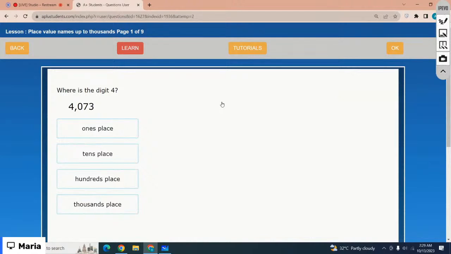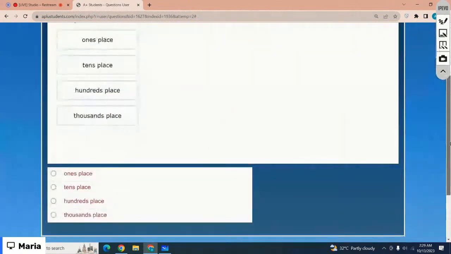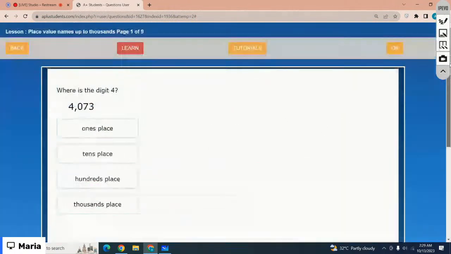Which is the correct option? 4 is at the... Very good. 4 is at the thousands place, the highest place value for the digit, right? Okay, let's test. Thousands, okay.